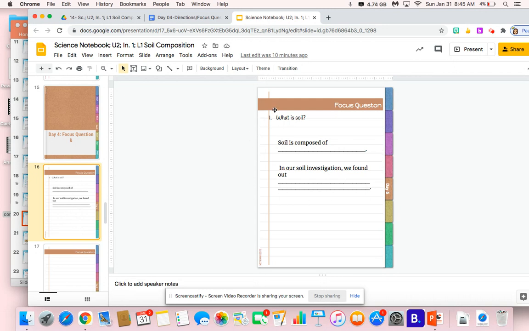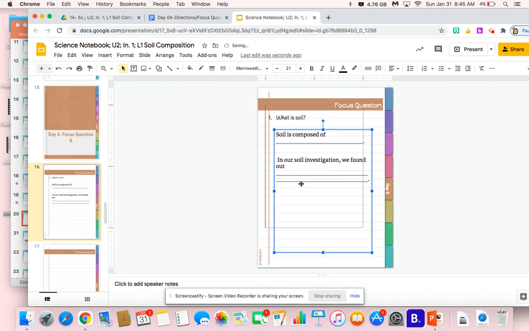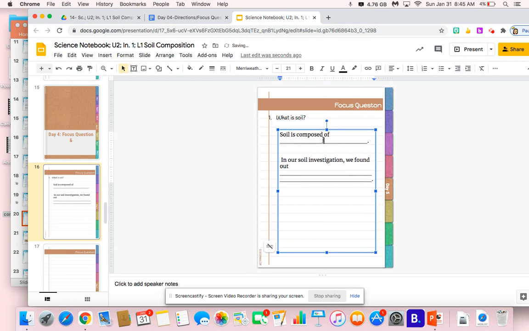So the focus question is, what is soil? Now, I gave you some sentence starters over here just in case you didn't know how to start your focus question. Now, you can use these if you would like. If you don't want to use this, you can just highlight it and delete it and come up with your own response. But you can use the sentence stems that I provided. So soil is composed of, you're going to write what soil is composed of, and then in our soil investigation, we found out, and then I want you to really go into depth here.